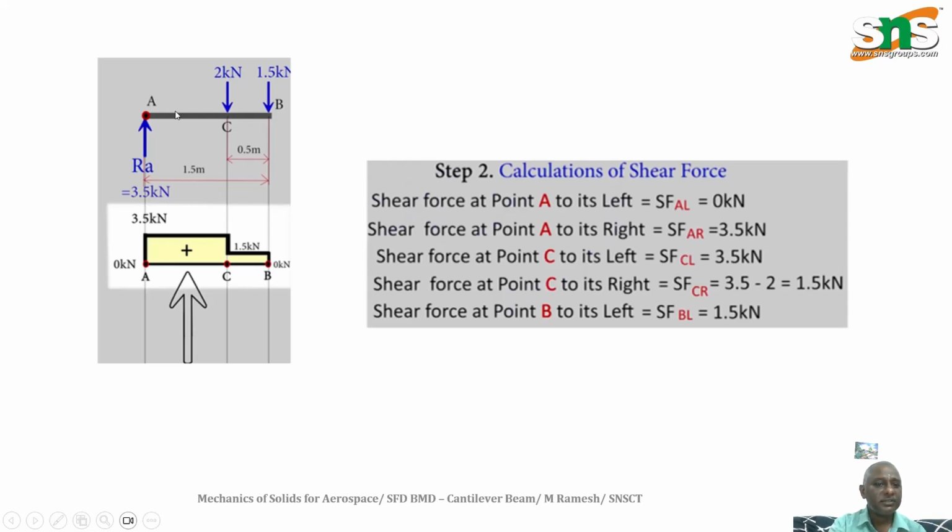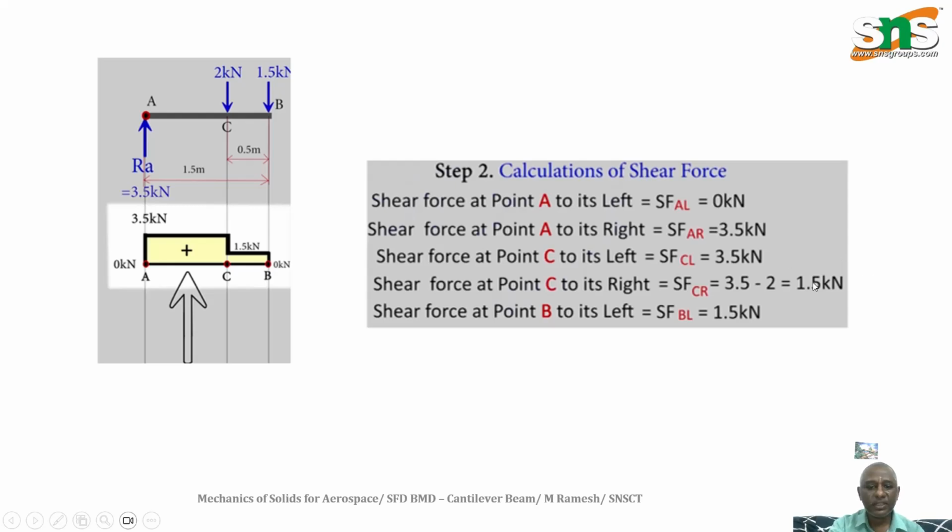Since no load is there except this RA, RA is the shear force at this point. So it is also positive, left up. Then you go for this side. On this side you consider the two loads, that means 2 kilonewton as well as 3.5 kilonewton. Two loads are there from this reference point. So you will have 2 plus 3.5 minus 2, that is equal to 1.5 kilonewton.